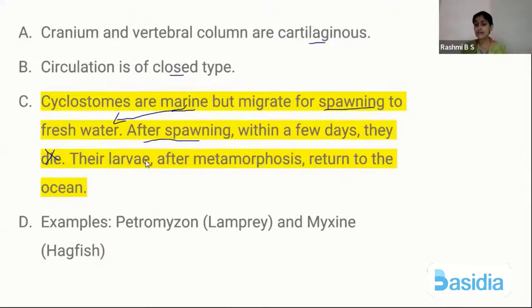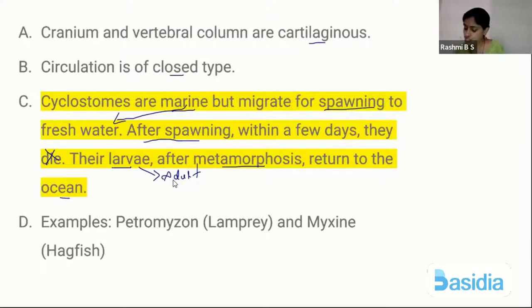Because of the lack of salt and all, they die. So now what are they left with? They are left with larvae. Now the larvae undergo metamorphosis. Metamorphosis means transformation from larvae to adult. Once they become adult, they go back to the ocean. Larvae don't go back to the ocean or marine water because there will be very high salt content, right? They will die. So in freshwater only, they become adult. Once they become adult, immediately they start moving towards the oceans. Is it clear, children?